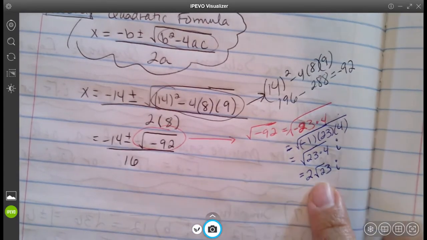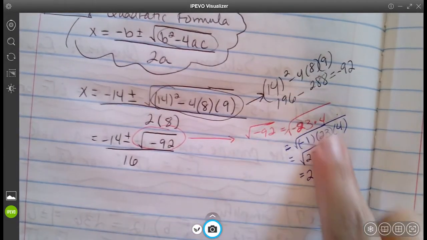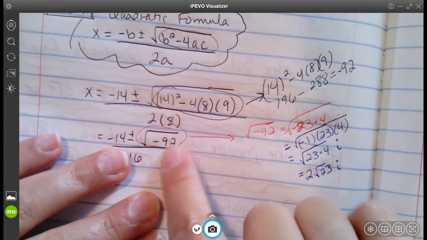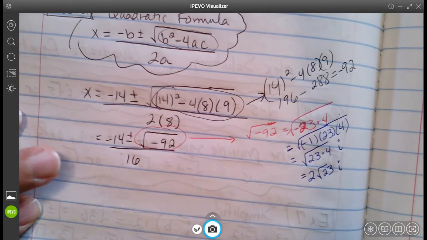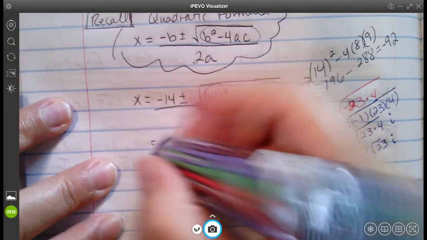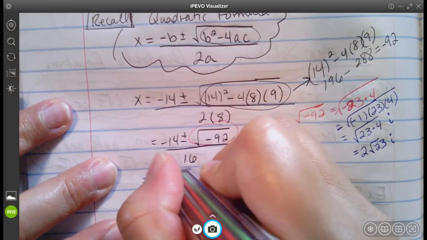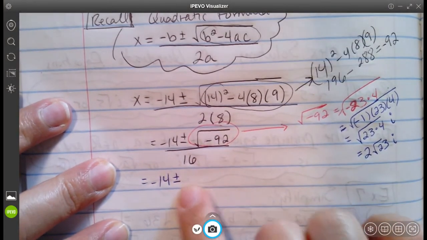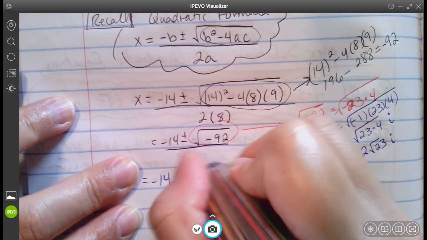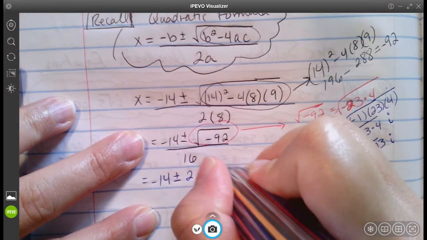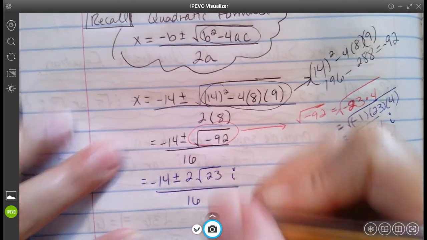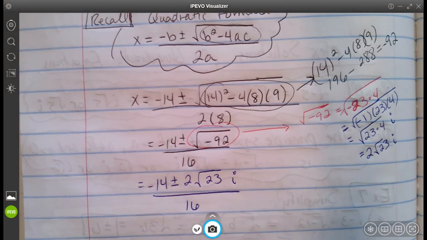And again, if this part is a little confusing for you, this process right here, we can definitely review this in class. We're just breaking down the radical here, okay? So let me go back a little bit. After we have that, we're going to replace it. So we have negative 14 plus or minus, in these problems, I like to put the i in, well, we can put it on the back, it's fine. So 2 square root of 23 i all over 16, okay?